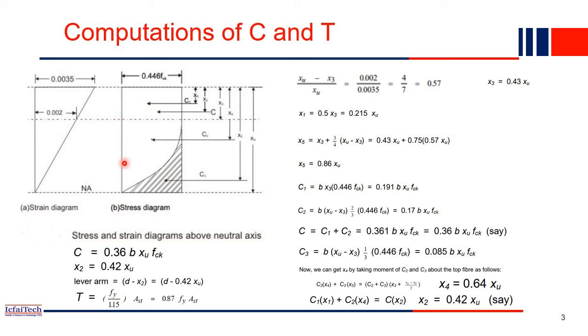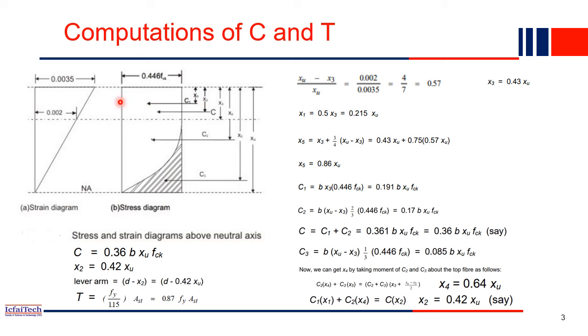Now the second part is this parabolic part. The CG of this parabolic part is C2, here at this point. C2 is acting, and the distance from the top fiber is X4. Now our third figure is this portion. It is the removed portion, right? This is our third figure, C3, the third area, and the CG of this portion will be acting at this point, and the total distance here is X5. So X4, X5, X1, you understood.